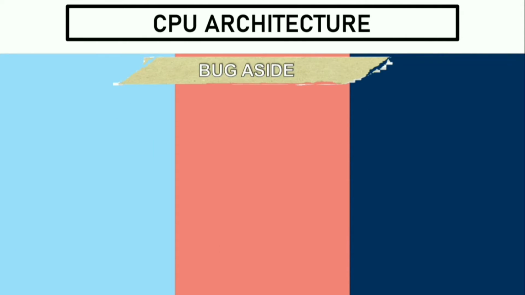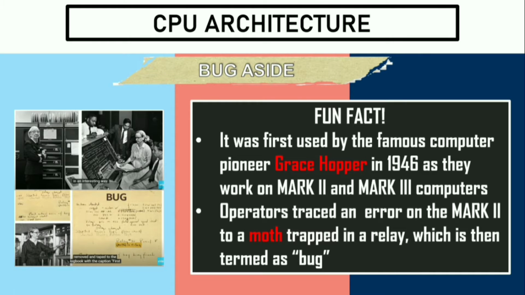Next is bug aside. Fun fact, it was used by the famous computer pioneer Grace Hopper in 1946. Operators traced an error on the Mark II to a moth trapped in a relay, which is then termed a bug.